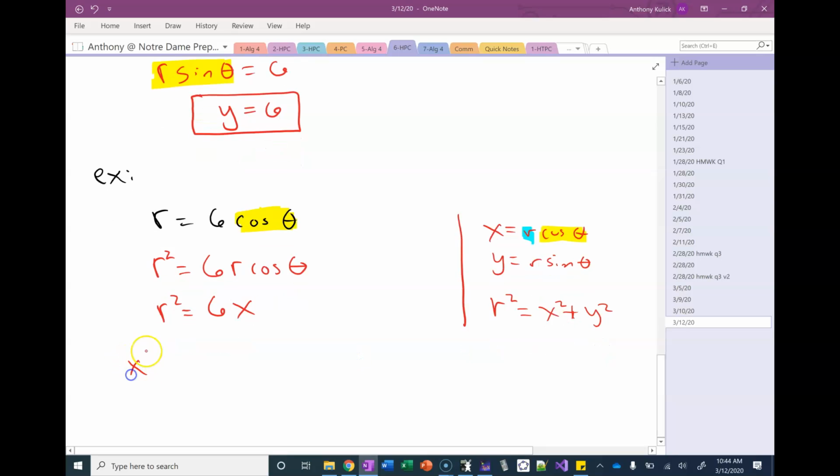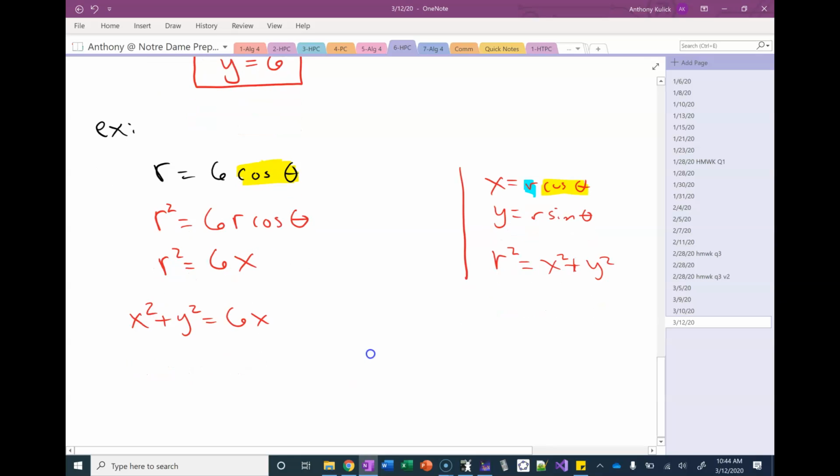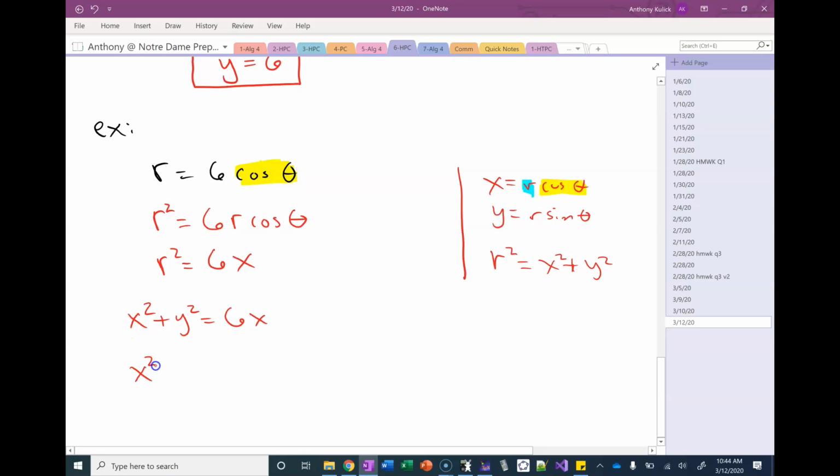So, what can I replace the r squared with? X squared plus y squared. Everybody so far so good? I'm now going to move everything onto the same side. So I'm going to subtract 6x from both sides. And what I'm going to do with the x's is I'm going to do a completing the square.